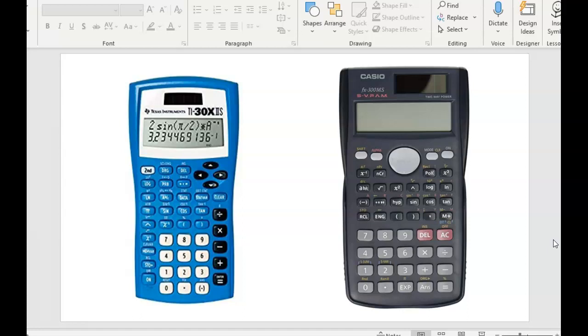I tried to get my document camera to work and it is not working, so I'm going to have to go through this very quickly.